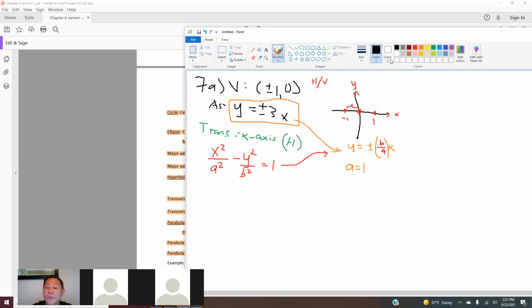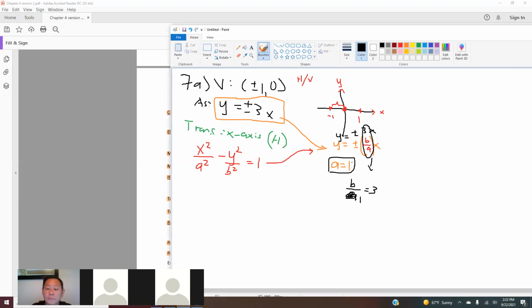And if you compare this with y equals plus minus 3x, that means this 3 has to be b over a. So we figure out that b over a has to be 3. And because we know a is 1, we can solve for b. So anyone know what b is in this case? Exactly, it's 3, because 3 over 1 is 3.